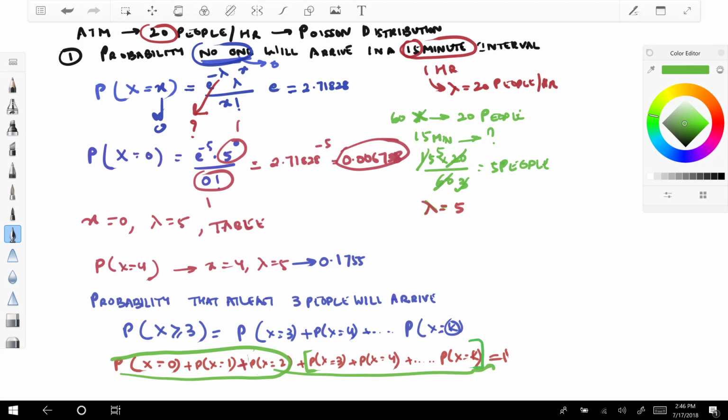What that means is P of x equal to 3 plus P of x equal to 4, plus so on, P of x equal to k, should be equal to 1 minus the quantity P of x equal to 0 plus P of x equal to 1 plus P of x equal to 2.